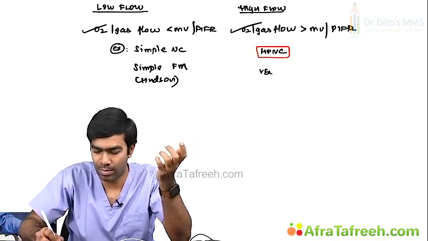And obviously it's not complete if I don't tell Venturi mask. This is not the end. There are a lot of devices which can act as low flow. There are a lot of devices which can act as high flow, like your tracheal masks, then T-pieces. All these things are also examples of high flow devices only.